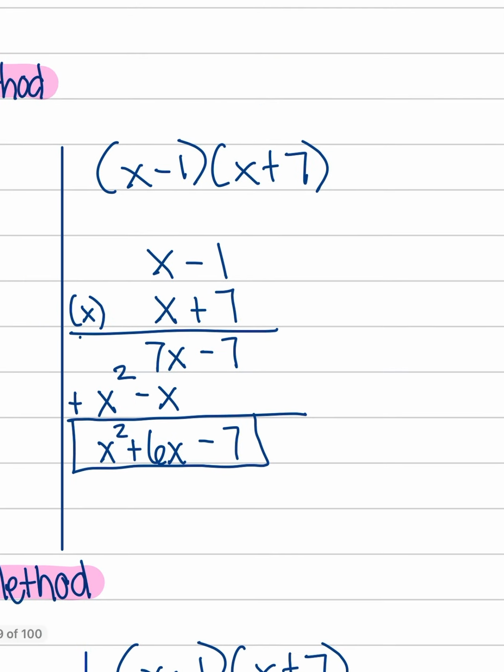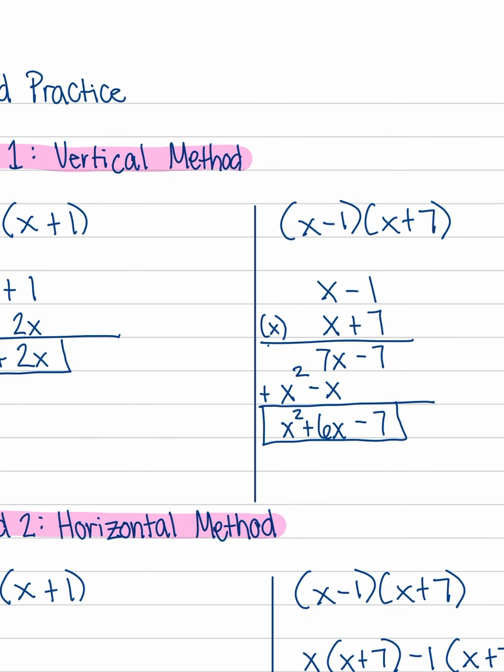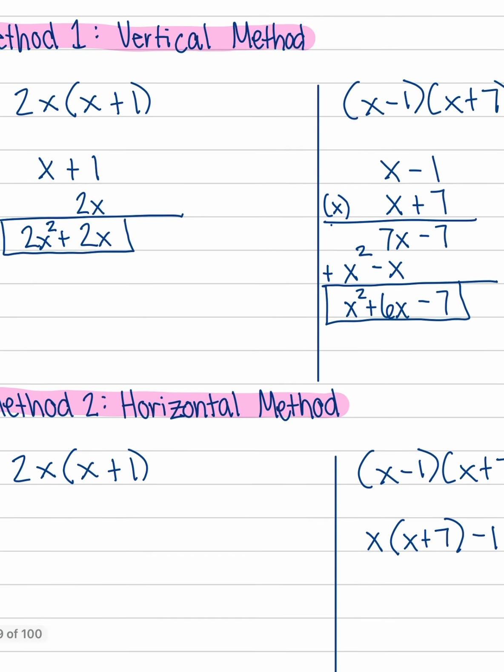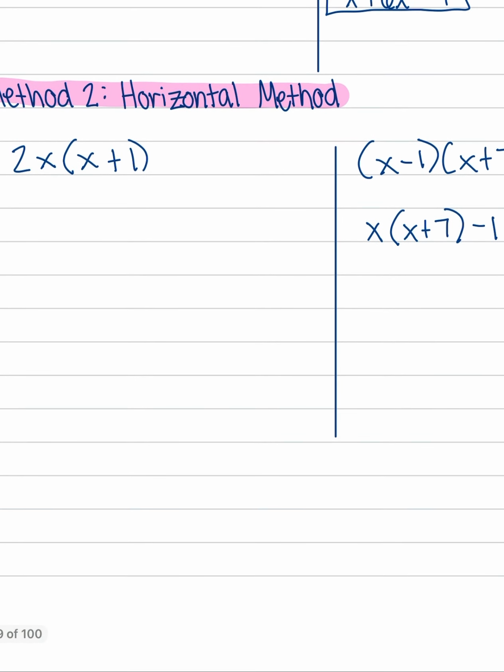So that's the vertical method. We set it up and multiply just like normal multiplication. Next, we're going to take a look at the horizontal method. The horizontal method is kind of just like normal distribution.